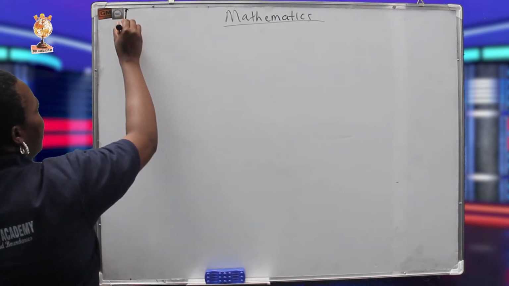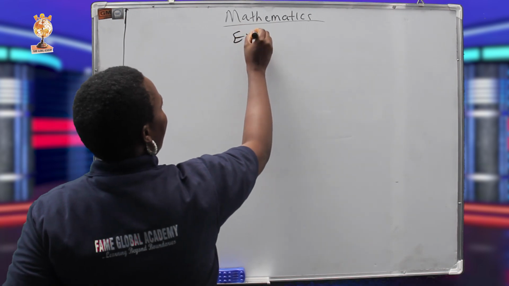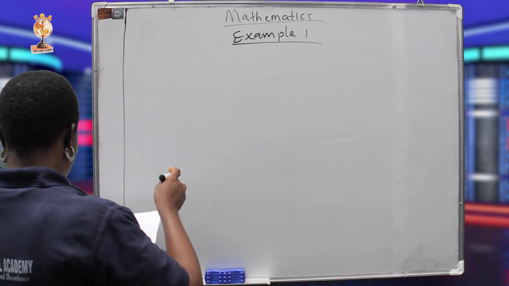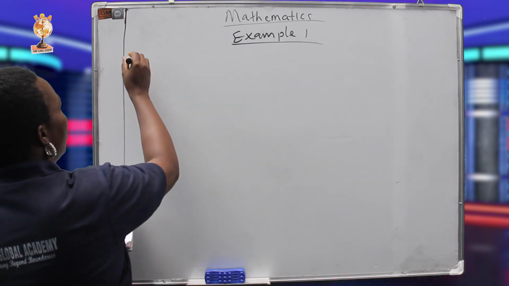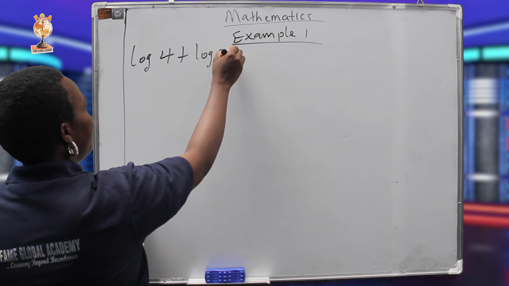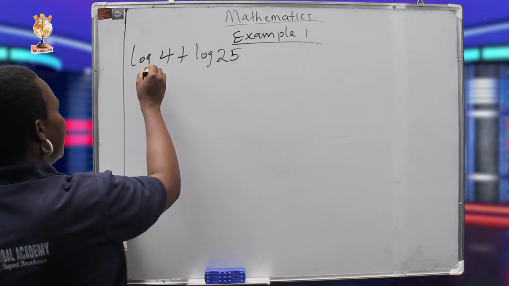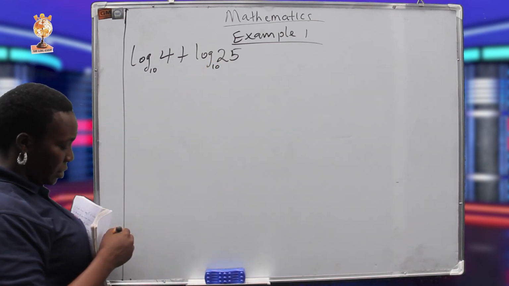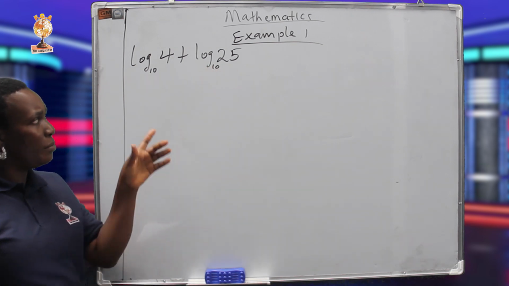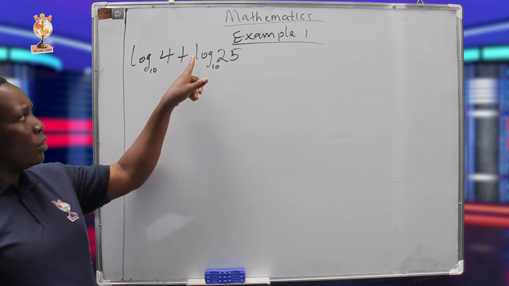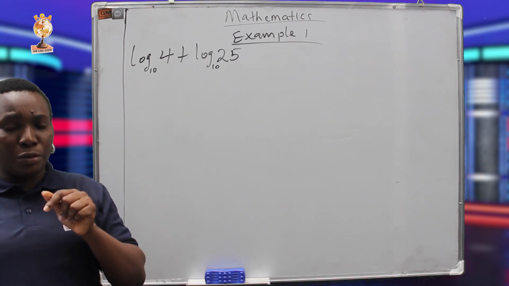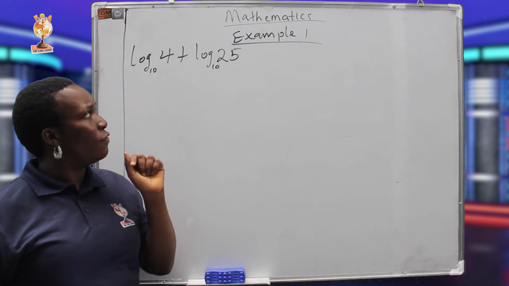Okay, so let's continue. So we have example 1. Example 1 says log 4 plus log 25 base 10. Log 4 base 10 plus log 25 base 10. Now, this is a very good example of law number 1.